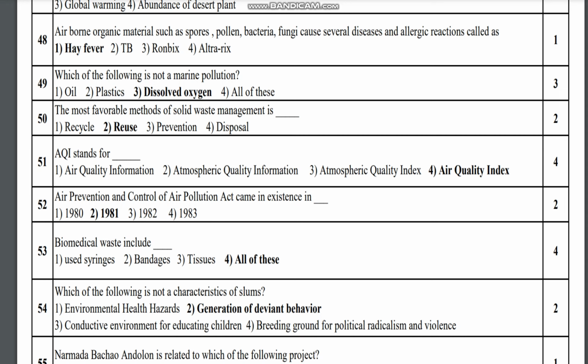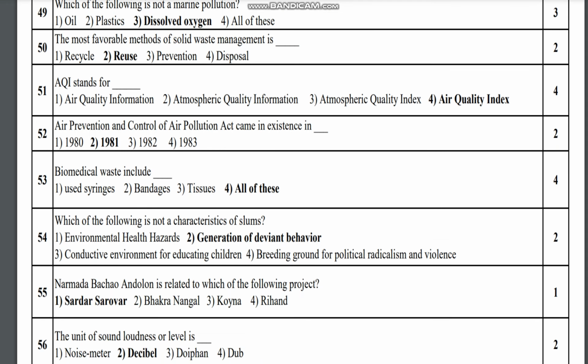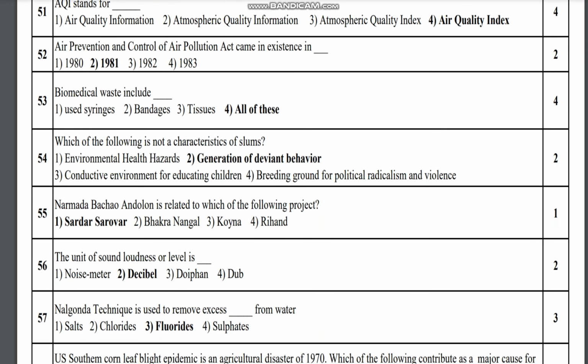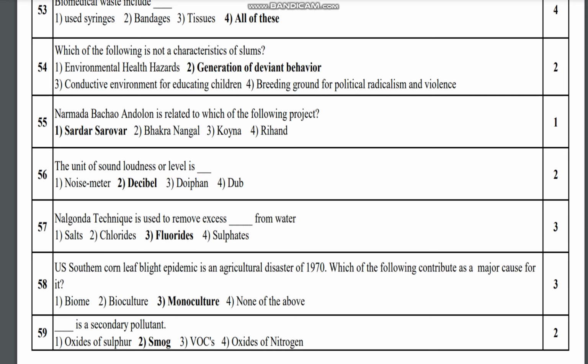Then, the most favorable method of solid waste management is reuse. Then, AQI stands for what? That is Air Quality Index. Question number 52: the Air Prevention and Control of Pollution Act came into existence in 1981. Biomedical waste includes used syringes, bandages and tissues. That is all. Question number 54: which of the following is not a characteristic of slums? That is generation of deviant behavior.